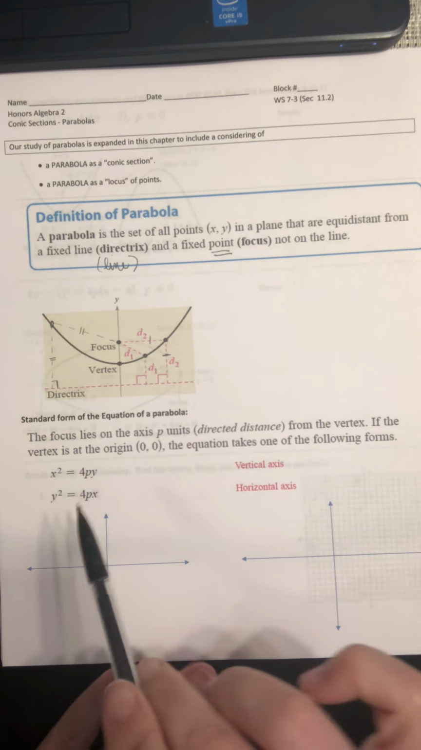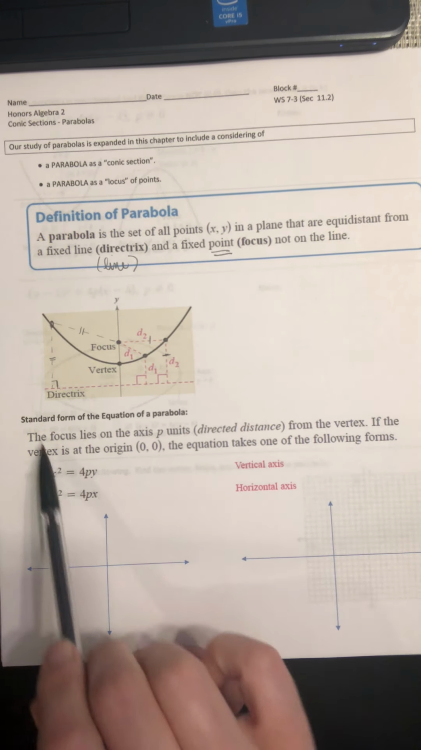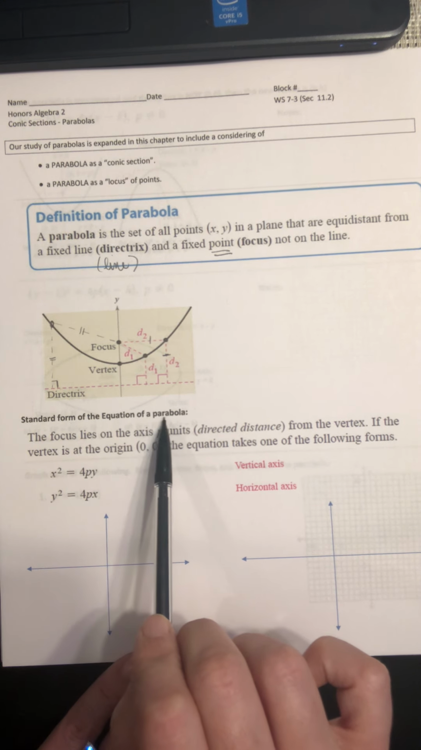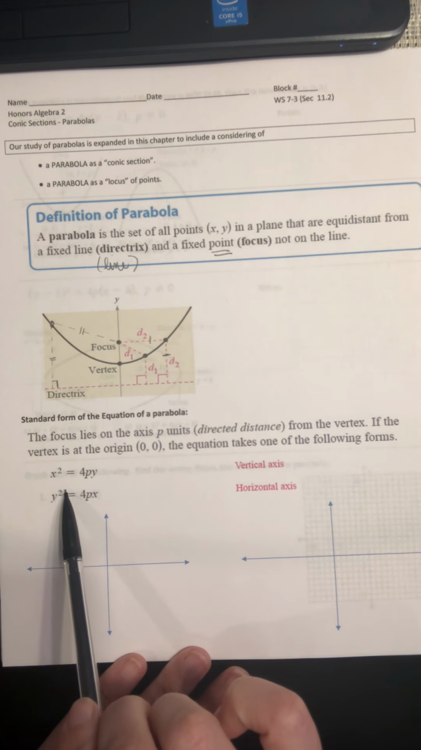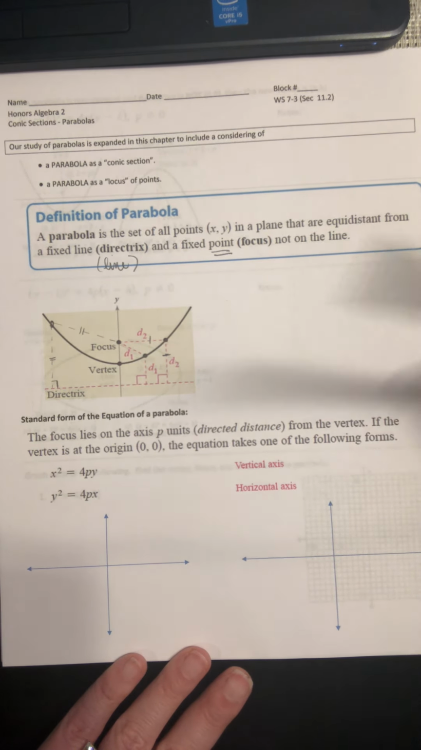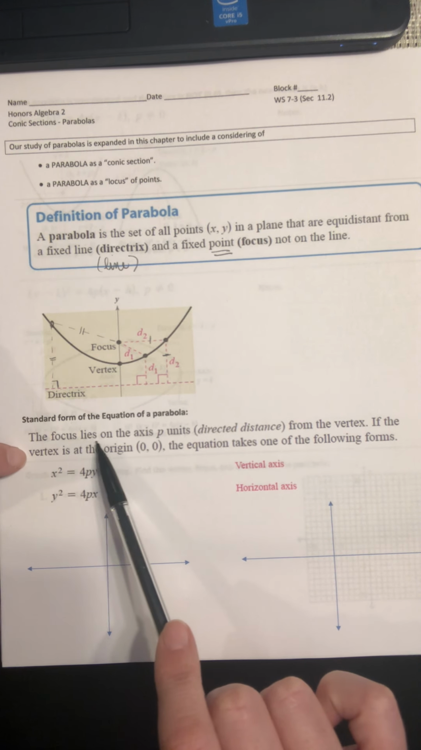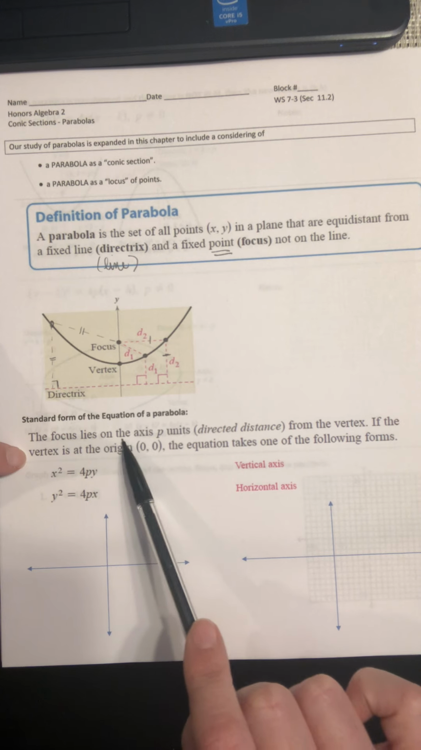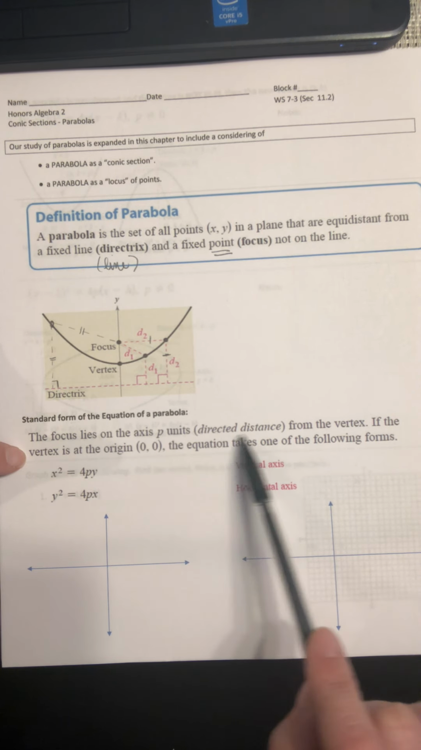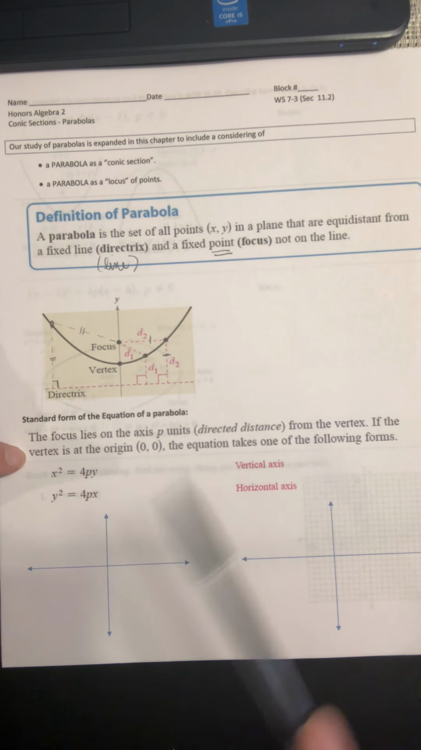Now, when we write the equation of a parabola, usually we're used to ax squared plus bx plus c, or maybe vertex form. There is another form, and this is the standard form of the equation of a parabola when we're talking about a conic section. So the key thing here is we're going to keep talking about distance. That's the biggest thing when we graph these parabolas. So the focus lies on the axis p units from the vertex, and then we're going to also graph the directrix p units.